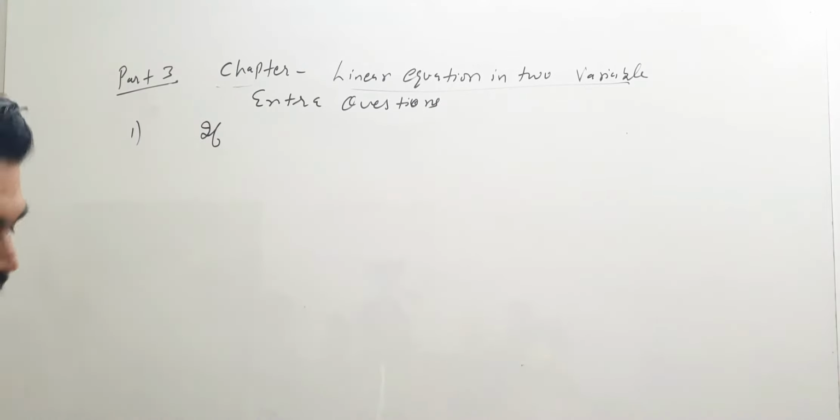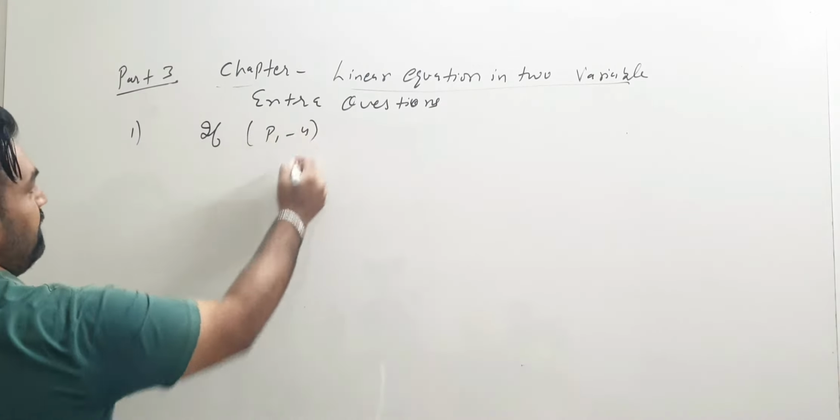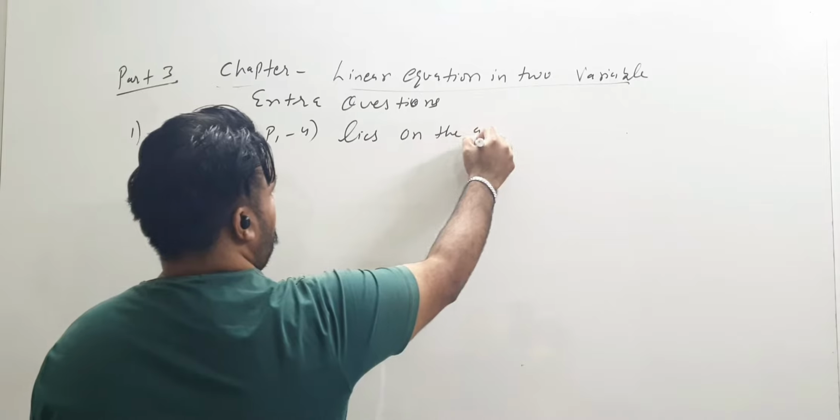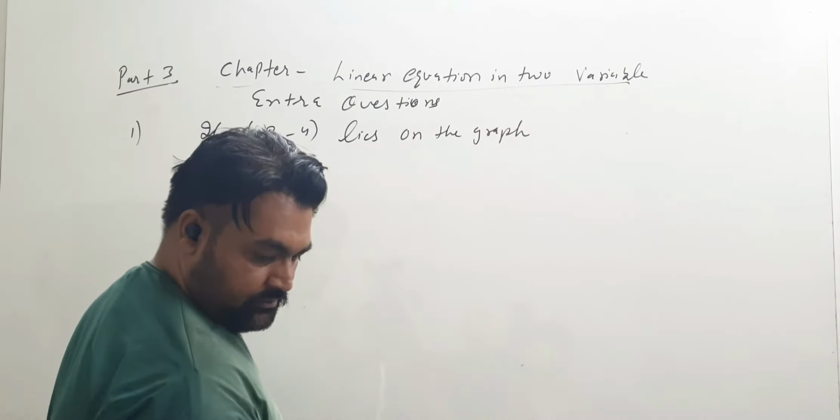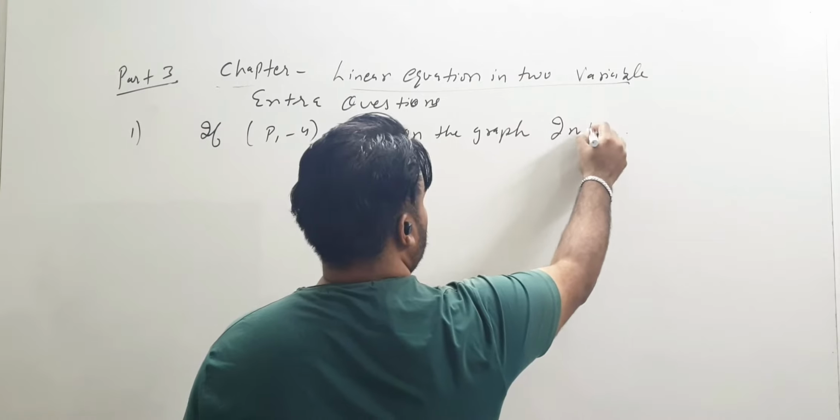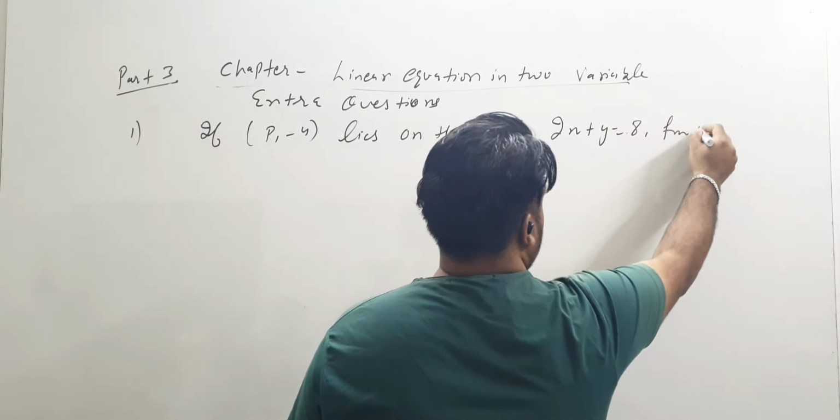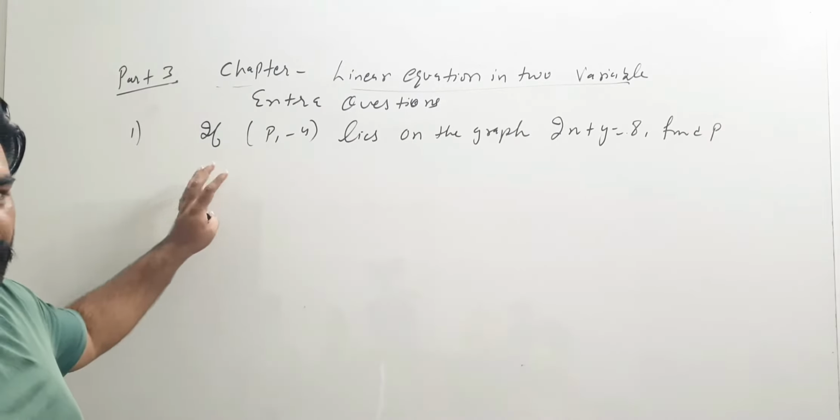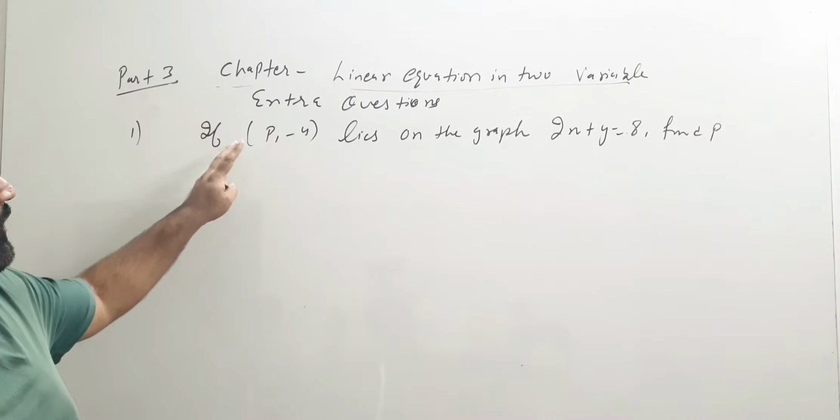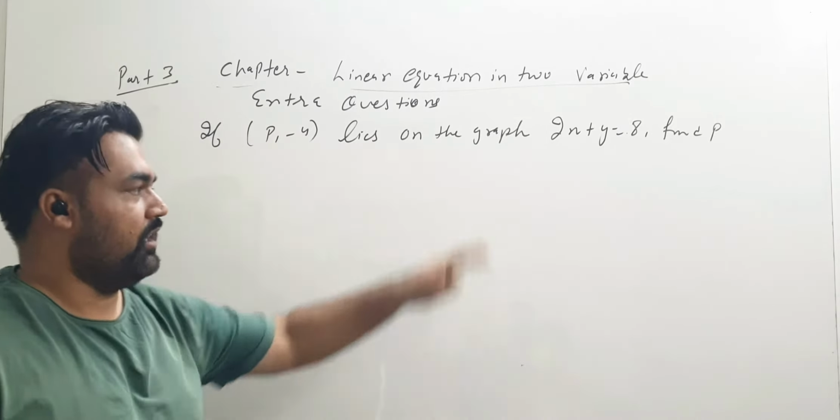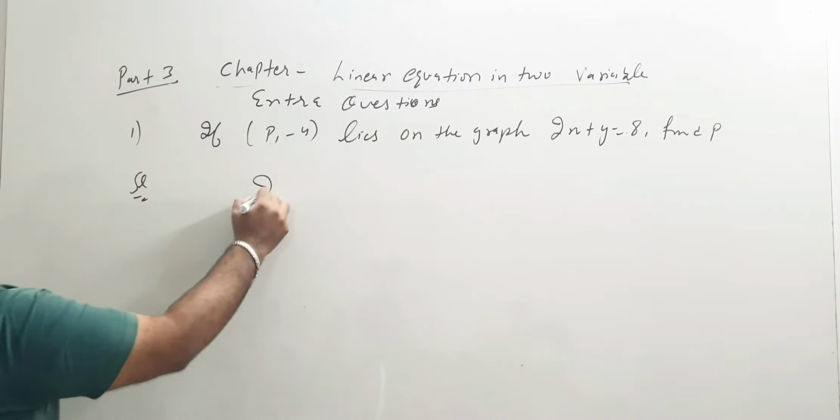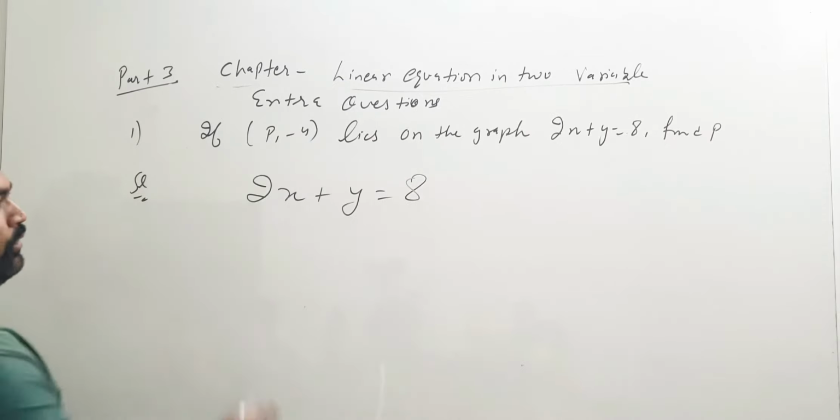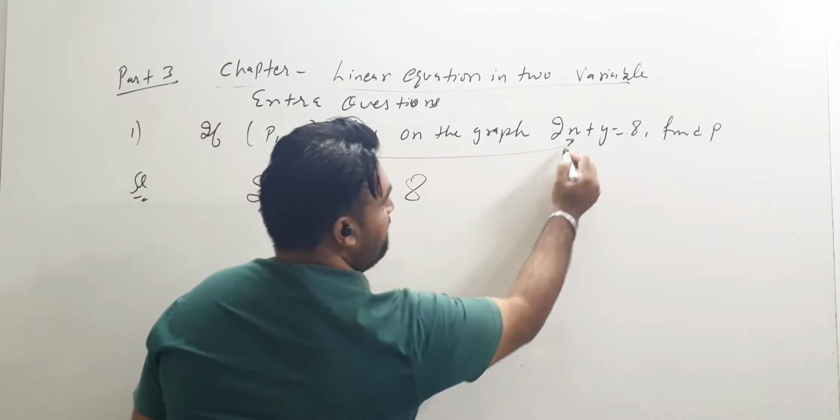So if p comma minus 4 lies on the graph 2x plus y equals to 8, find p. Now this is a question. There are so many questions of this type, so please listen carefully. If p comma minus 4 lies on the graph, now the equation is 2x plus y equals to 8. This is the equation. Now this point lies on this line.